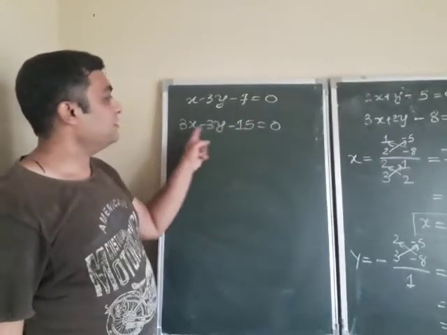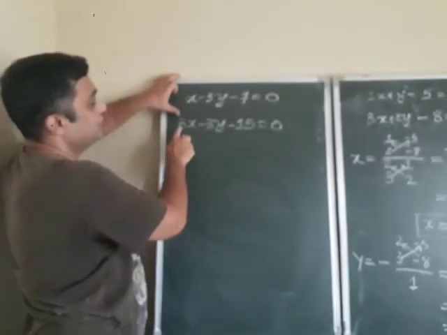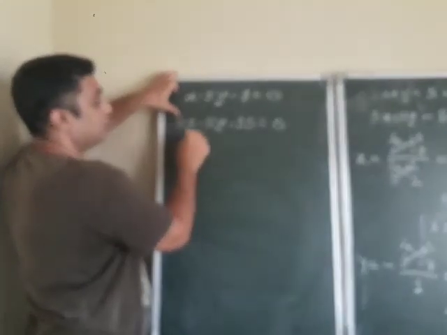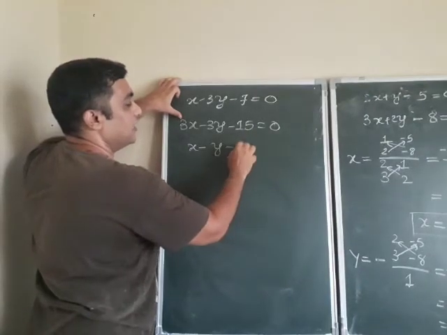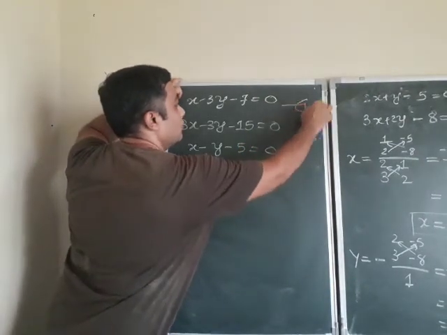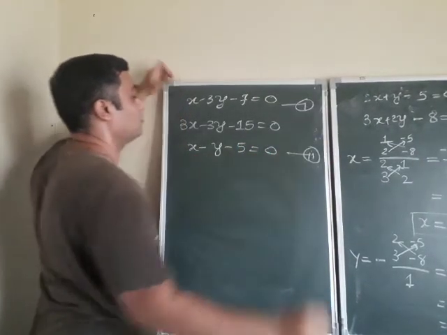Fine. This is divisible by 3. So पहले इसे divide कर दीजिए. So divide whole equation by 3. So 3 by 3x minus 3 by 3y minus 15 by 3. So that is 5 is equal to 0. Number 1, number 2.